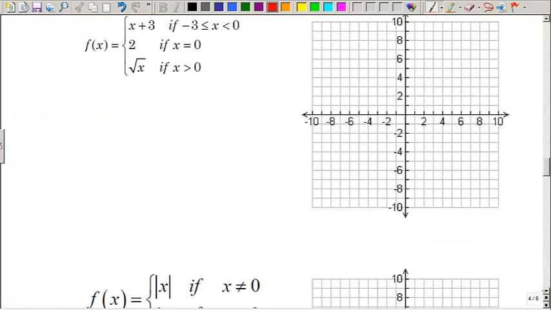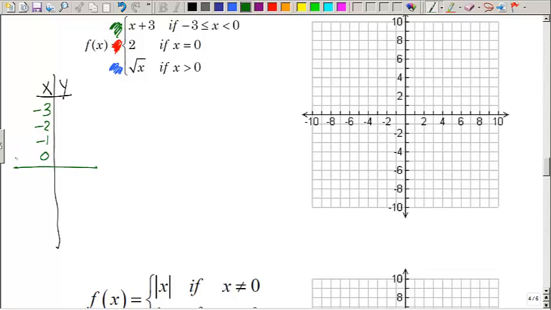For the next function, we have 3 pieces to our function, so we're going to need 3 different colors. When I pick x values, I'm picking from 3 different domains. My green domain starts from -3. Now that's not an infinity, the endpoint is -3, and I need to pick values all the way up until 0. Although 0 is not included, or we'll call it open. The -3, though, because it's less than or equal to it, is closed.